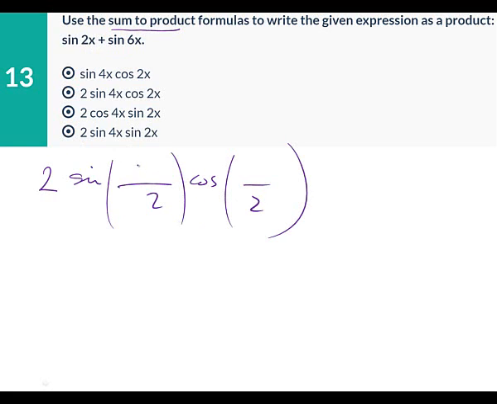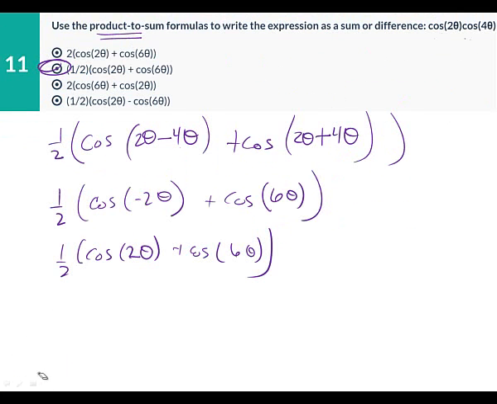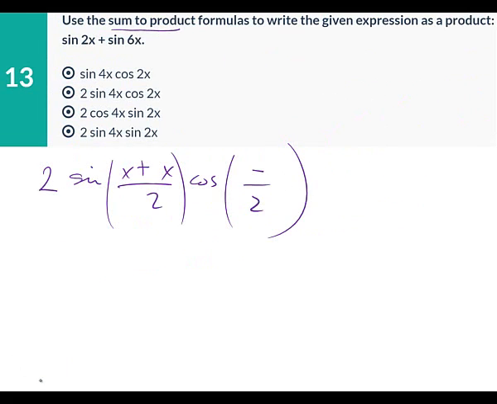We divide them all by 2. What operation goes in the first one? Plus, and in the second one? Minus. And then we've got 4x and 2x. Sorry, what am I doing? Writing the answers in there. It should be 6x, 2x and 6x, right? Oops. Going the wrong way now. All right. So 2x and 6x and 2x and 6x.